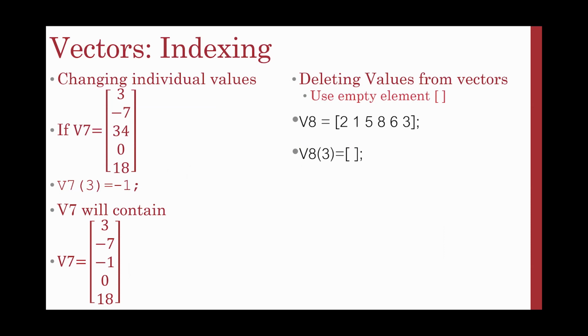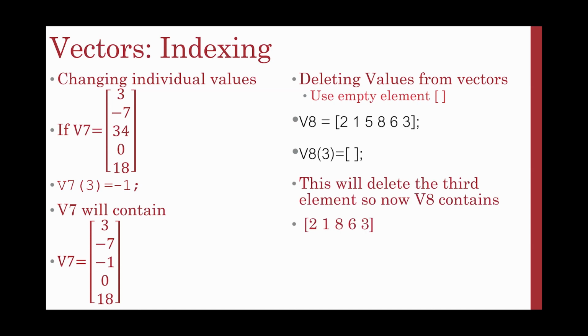You can also use it to delete values from a vector. To do that, you insert empty brackets. So if I had a variable v8 and it contained 2, 1, 5, 8, 6, 3, and I wanted to delete the third element, I would say v8(3) is equal to an empty bracket. It's going to delete the third element, so now v8 contains 2, 1, 8, 6, 3 because I got rid of the third element, which was a 5.